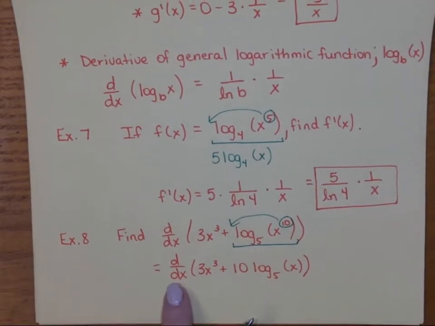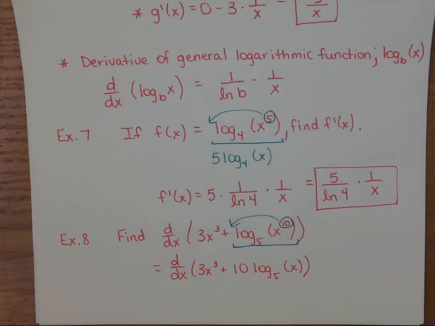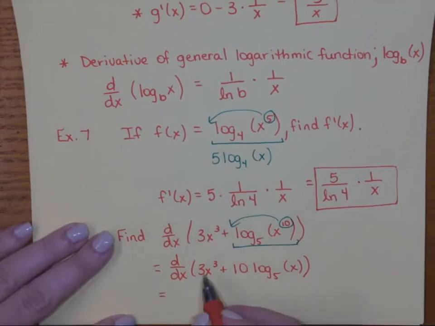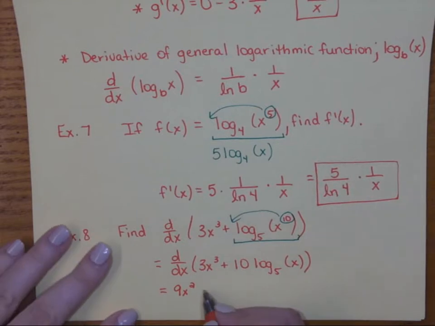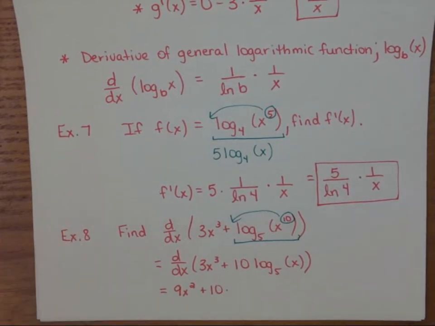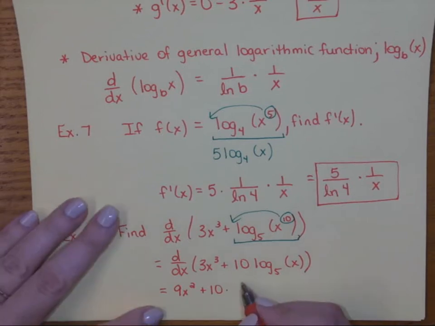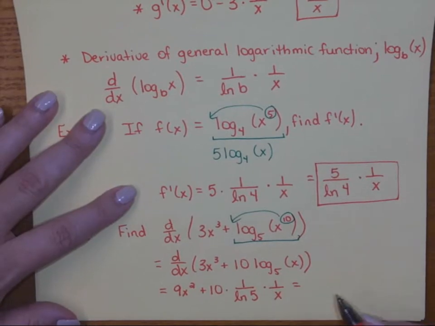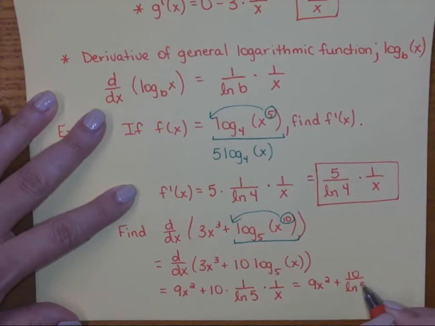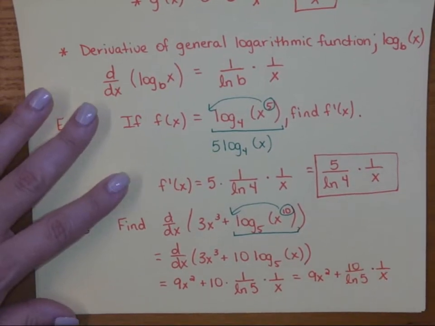So notice I continued this notation because I haven't actually found the derivative yet. But now let's go ahead and do it. So if I bring the power around to the front, 3 times 3 is 9. Reduce the power by 1, you get x squared. But then here's a special case, right? So the 10 is a constant, it pulls down. And then the derivative formula is 1 over the natural log of the number base, and then times 1 over x. So in the end, we would probably rewrite this as 9x squared plus 10 over the natural log of 5, and then times 1 over x. Okay.